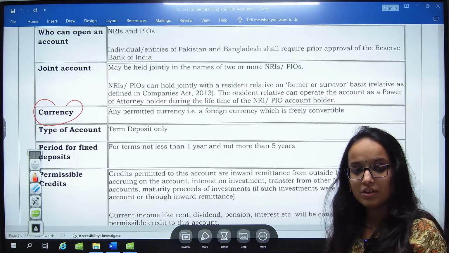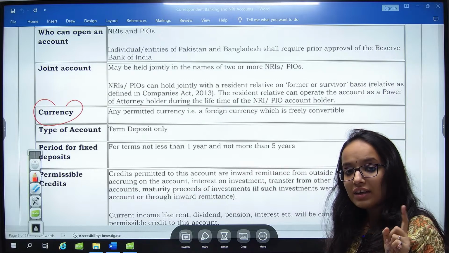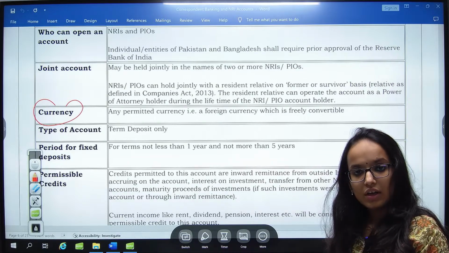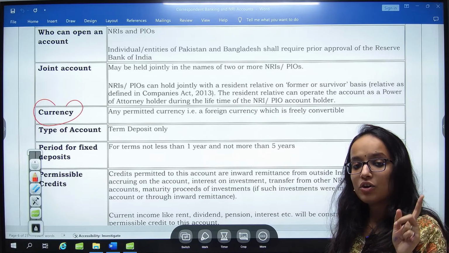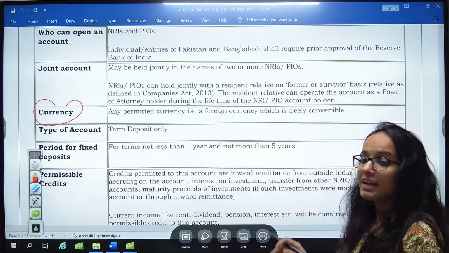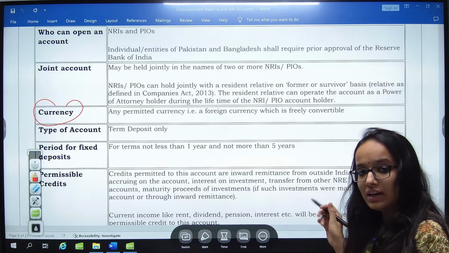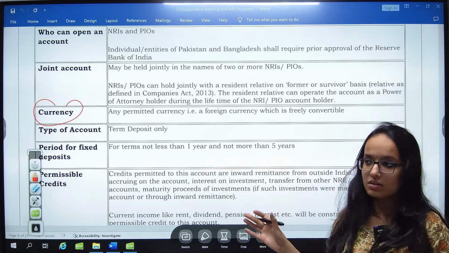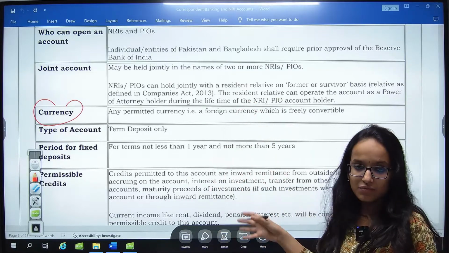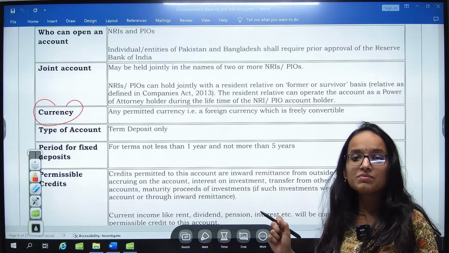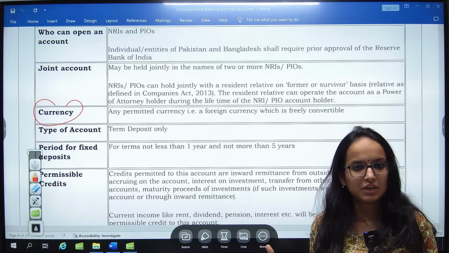In NRE account, it is your non-resident account in rupees, okay? So NRE account was your rupee account. It was to be maintained in your domestic currency, that is rupee. But FCNRB has to be maintained in your foreign currency, and that foreign currency has to be among those foreign currencies which are designated for this account, as well as they are freely convertible, okay? Those currencies which are freely convertible.